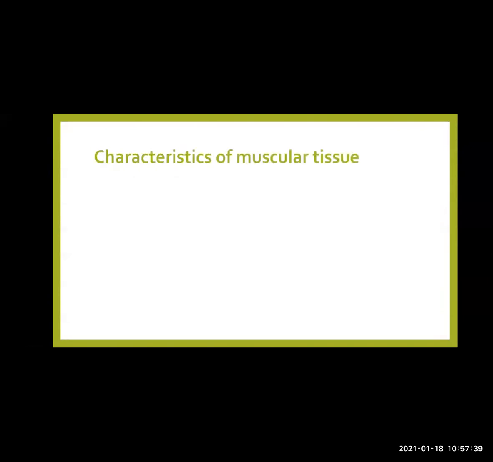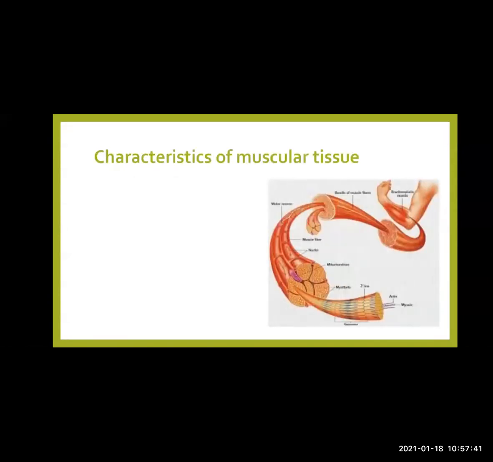Now let us study this in detail. What are the characteristics of muscles? It is composed of muscle cells or muscle fibers, which are made up of actin and myosin fibers. Muscle fibers are elongated and large. They are very long and large. Contractile proteins are present in the fiber. Which are those contractile proteins? Actin and myosin.